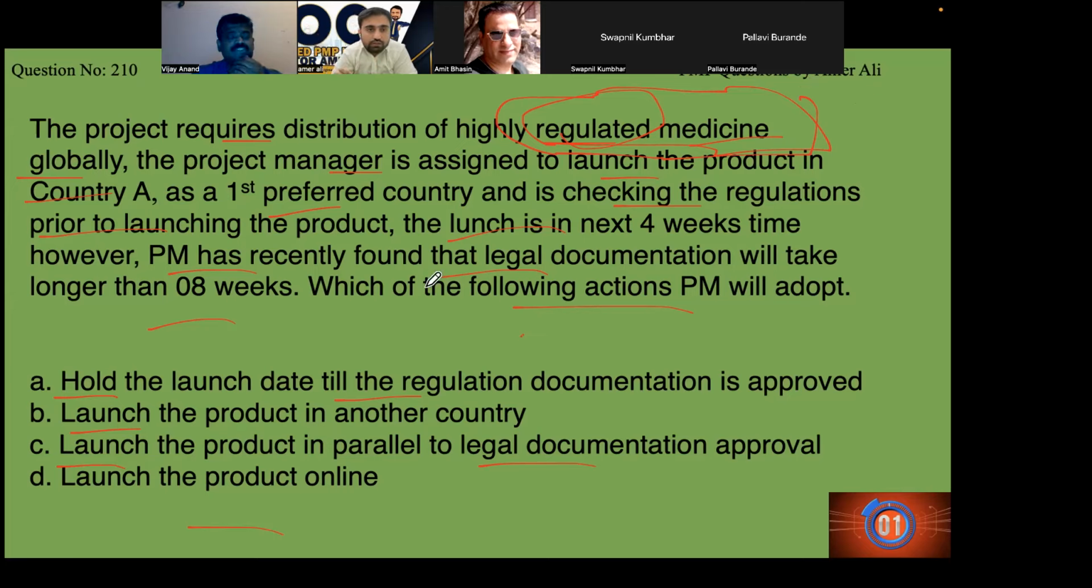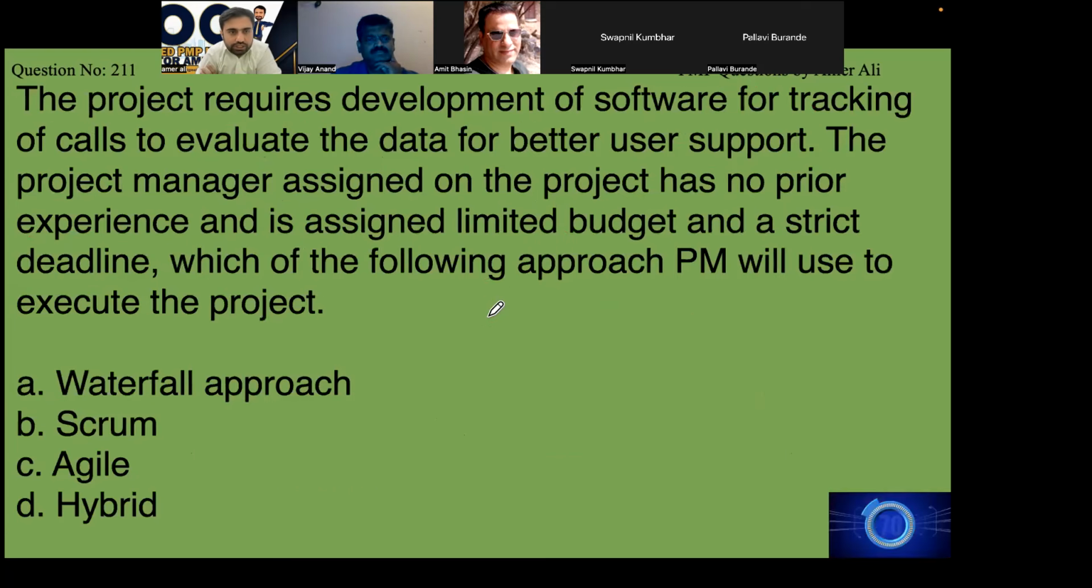Okay. If the question says we don't know when the legal documentation will be approved, then we will see the question, then we'll see the options, and then we will discuss what the options are to proceed. Whenever there's a legal thing, we have to do it. There is no other way. That's why approvals and things like that are delayed, and government projects are delayed. No? Okay. Yeah. G.